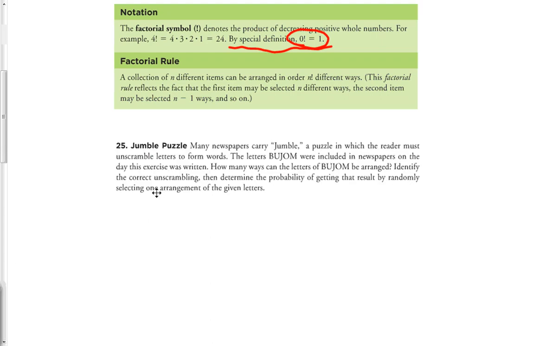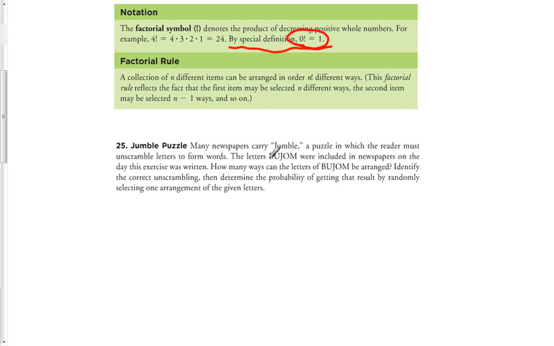Okay, so here's the example in which we can use the factorial rule. Many newspapers carry Jumble, a puzzle in which the reader must unscramble letters to form words. The letters B-U-J-O-M were included in the newspapers on the day this exercise was written. How many ways can the letters of B-U-J-O-M be arranged? I want to look at that part of the problem. How many ways can you arrange those letters?